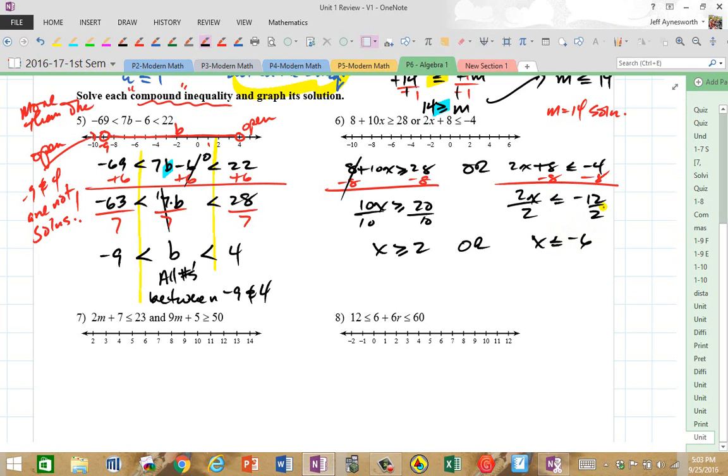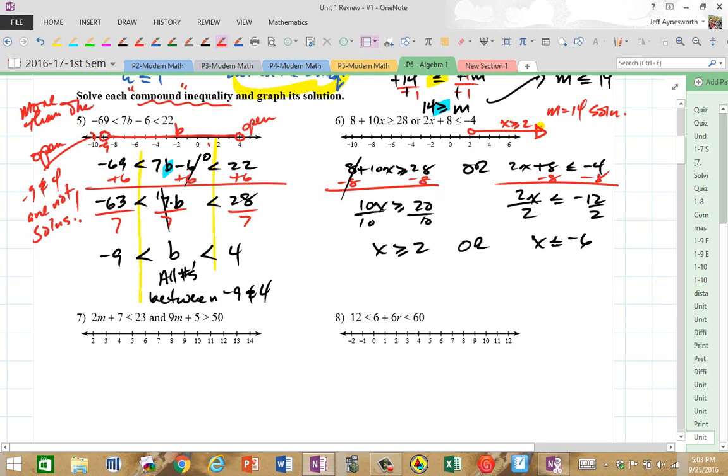All right, let's graph these. All numbers greater than 2 lie here. This is all numbers greater than 2. And all numbers less than or equal to negative 6 are right here. Oh, less than or equal to. So negative 6 and 2 are solutions. So negative 6, that's a negative 6, guys, and 2 are solutions. That's why it's closed there. All right, closed.